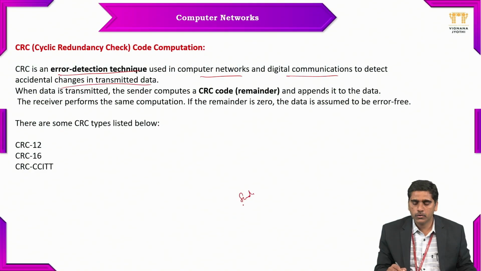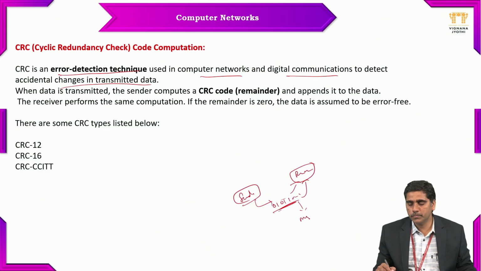So from the sender to the receiver, the data is transmitted like zeros, ones, zeros. Whenever this data is transmitted through the channel, the receiver may get the same data or some changed data. So how does the receiver know whether the data has been changed or is the same as the original? How do we check? That is why we are going to introduce the error detection technique here.